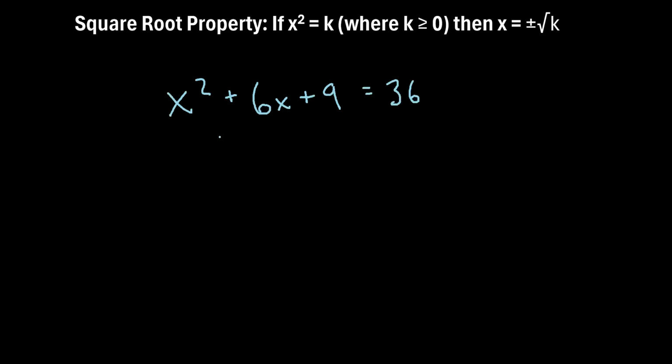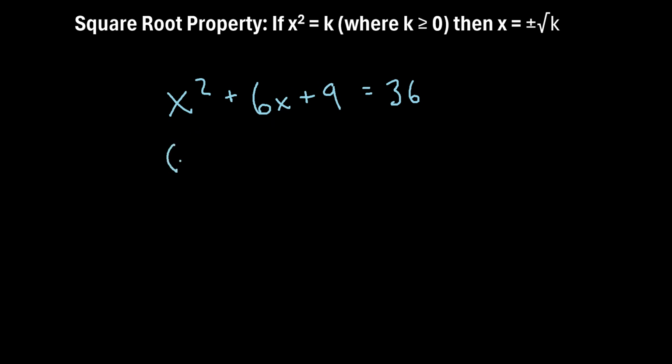All right, let's try this example. We have x squared plus 6x plus 9 is equal to 36. So we're trying to solve for x. So we'll notice on this left-hand side, we have a trinomial, 3 terms. So we can try to factor this trinomial. And the way that we do that is we ask ourselves, what numbers multiply to 9 and add to 6? Well, that would be 3 and 3.